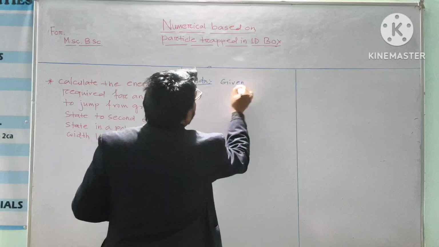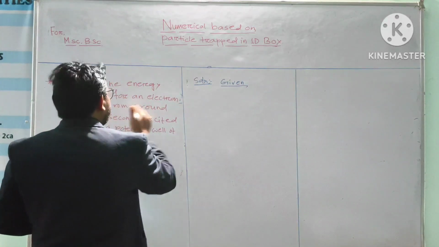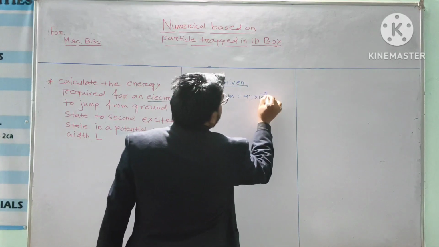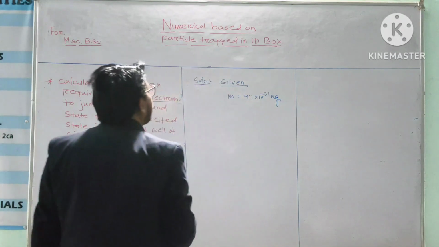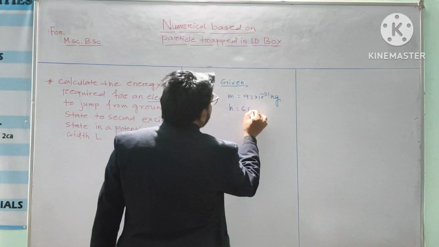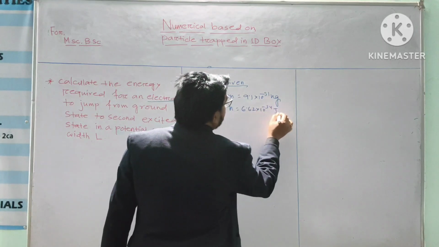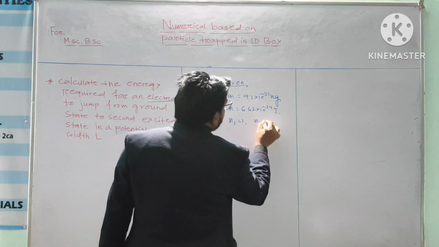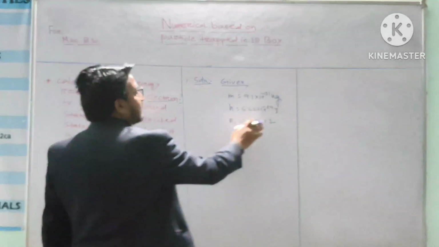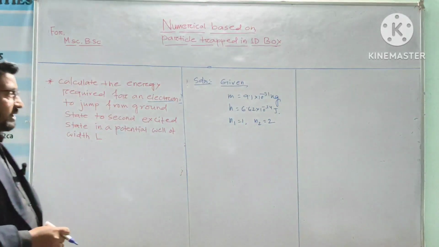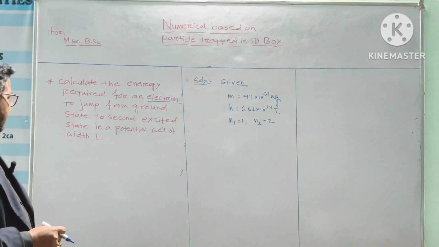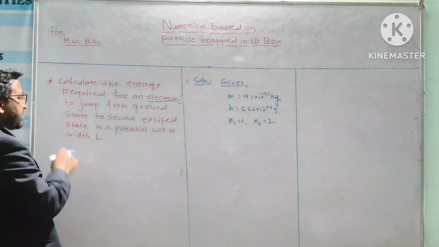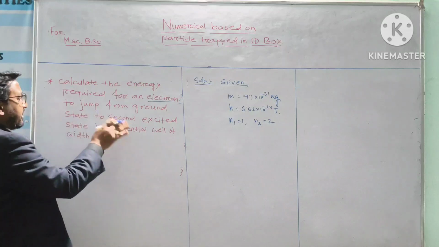Given: mass of electron, this is clear that the particle is an electron. So mass of electron M equals 9.1 into 10 to the power minus 31 kg. And h, this is Planck constant, h equals 6.62 into 10 to the power minus 34 joule second. And suppose ground state n1 equals 1 and n2 equals 2, the first excited state. For ground state n1 equals 1, we can write. Calculate the energy required for an electron to jump from ground state to second excited state in a potential well.